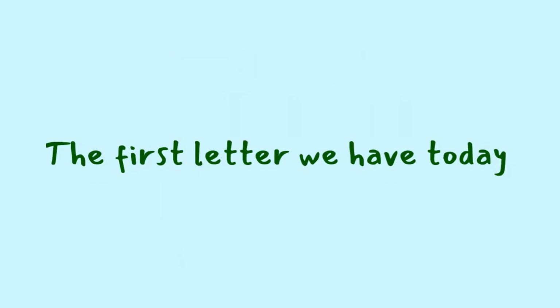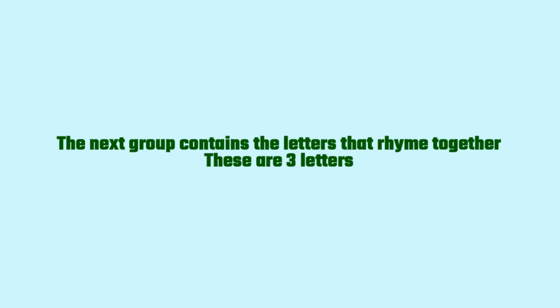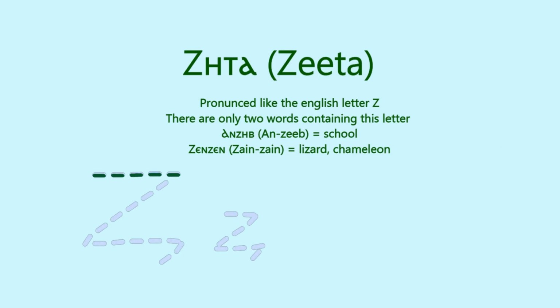The first letter we have today is not actually a letter, it's a number. It's number 6, Su'u. It's included in the alphabet, but like I said, it's not a letter. The first letters we have are the ones that are grouped the same, so like Zeta, Eta, Theta. The first one, Zeta, is like in English Z, like in zebra. There are only 2 Coptic words for it, like in Anzib, which means school, and Zenzen, which is lizard. The rest are going to be Greek words in the Coptic language.